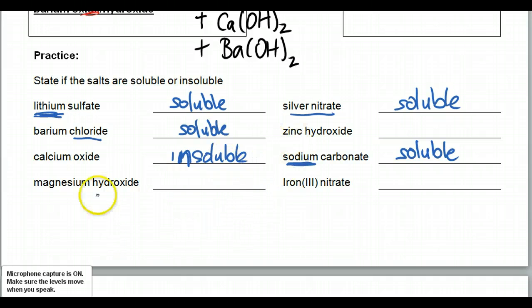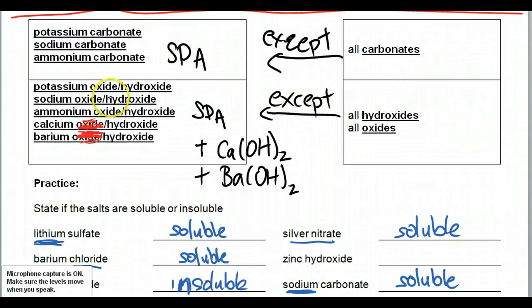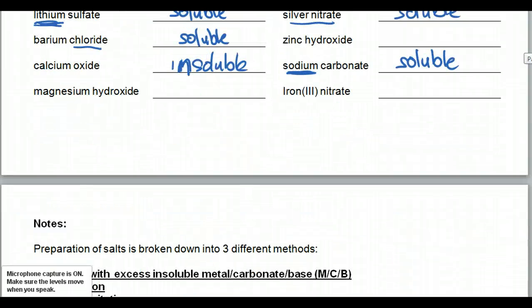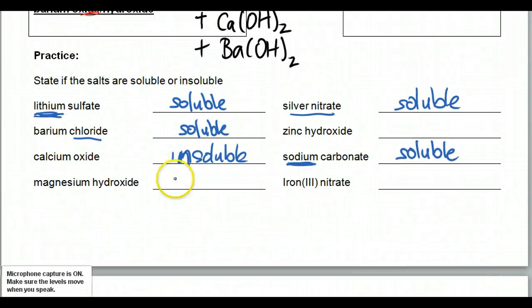Next up, let's look at this, magnesium hydroxide. So let's go under the hydroxide segment. Is magnesium hydroxide inside one of these lists over here? No. Okay, so since magnesium hydroxide is not under the soluble list, therefore it must be inside here, the insoluble side. So magnesium hydroxide is insoluble.